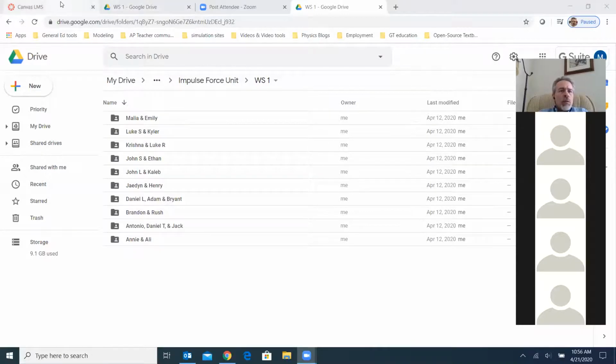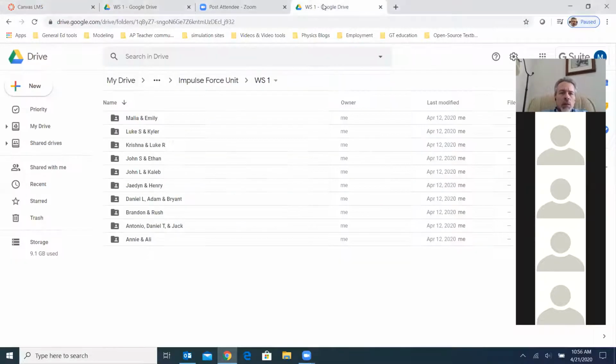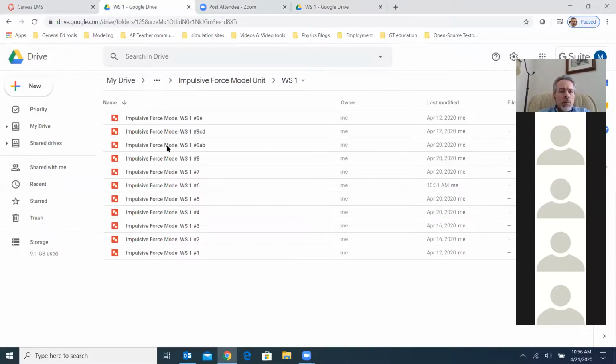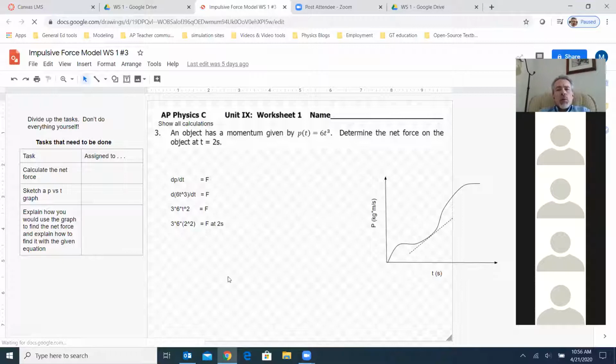All right, so we need to finish up worksheet 1 today. That was shared with you already, so you should have that. That was from last week. We have done a couple of the problems in there already, but we haven't done them all. The last one we did was number 3. If you remember, what we were looking at on worksheet 1 from last week was that the derivative of a momentum time graph gave you force, and the integral of a force time graph gave you the change of momentum, the impulse.